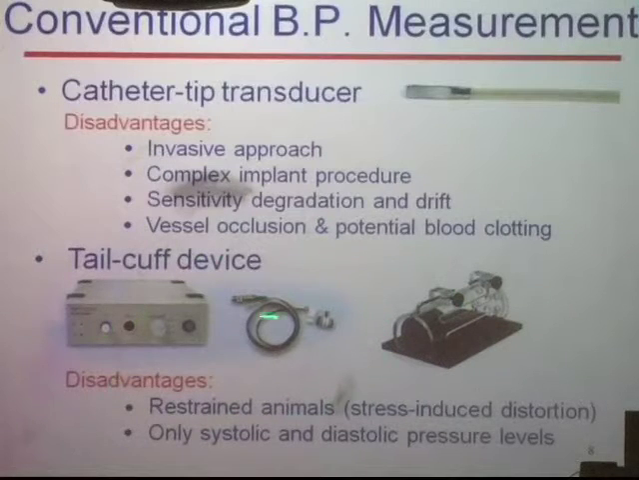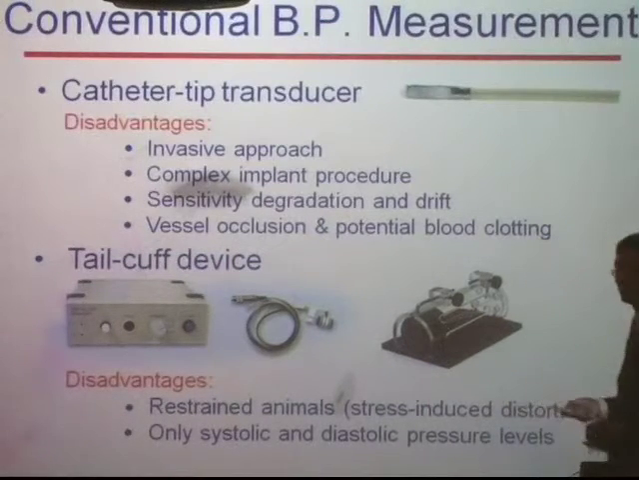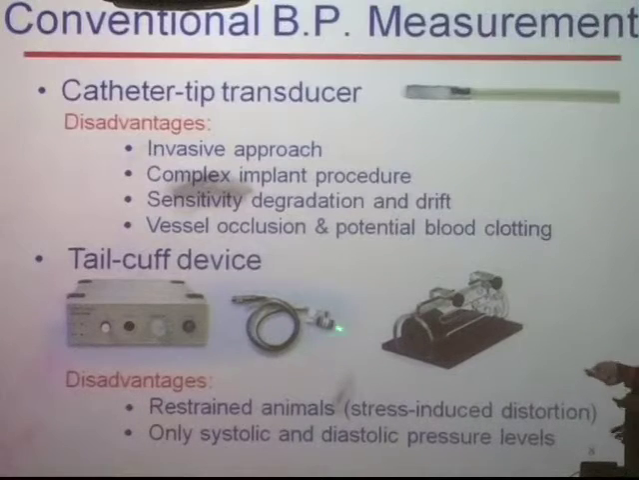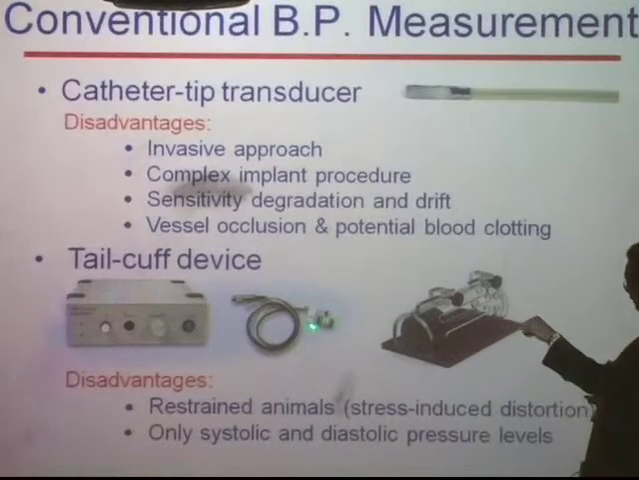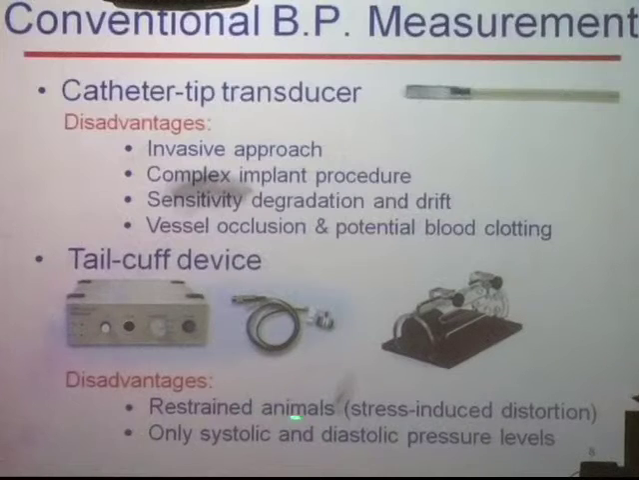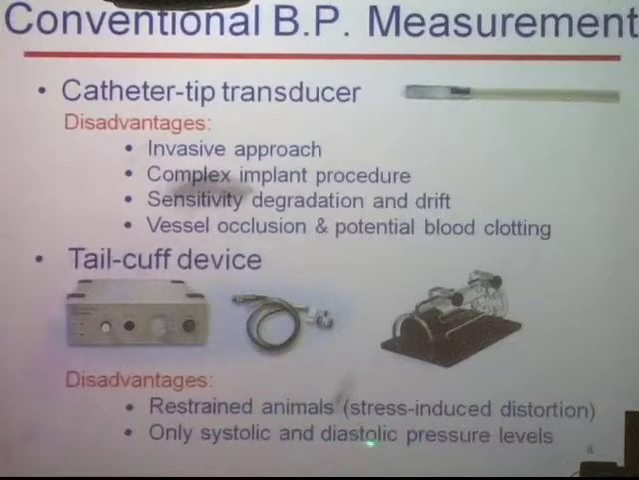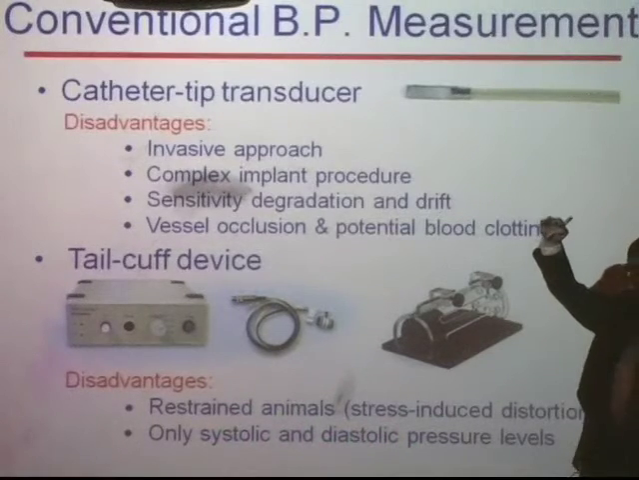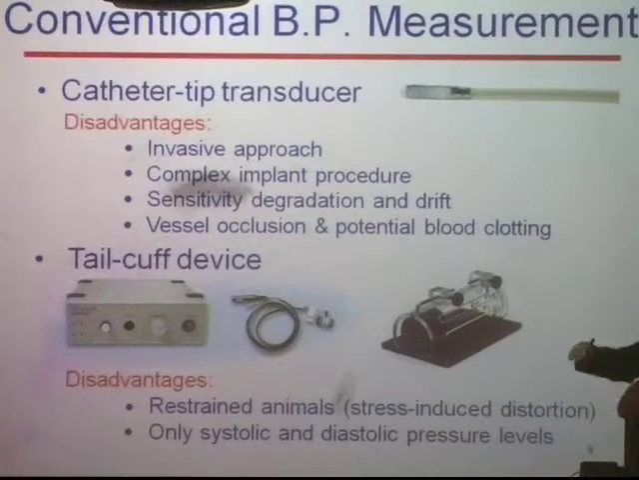Another approach is to use a tail cuff device. A tail cuff device is relatively easy. You take the animal and put it into this tubing, and the tail comes out. You have a cuff enclosed around the tail, from which you can get systolic and diastolic blood pressure: the highest pressure point and the minimum pressure point.